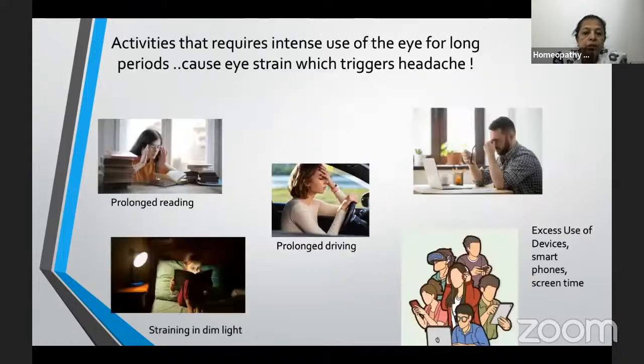One more condition where you're using your eyes for a longer time, you're reading for a longer time, or especially in the dim light, if you're reading, driving, all these conditions, and especially excess use of devices like computer, phone, screen time, if it is increased, all this also can lead to headache, because it's like when you run for a longer time, your legs pain. Similarly, the eyes also pain and there's a headache. So this is regarding your other things. Your eyes are normal, but because of much use of your eyes.